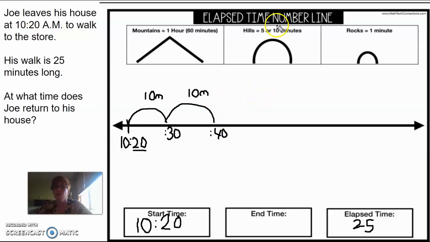Great. Now I can either add a hill of 5 minutes or 5 rocks. Either way, but I'm going to add a small hill. That was not a very good hill. Let me redo that hill. My hill has a bump in it. There's a hill for 5 minutes.